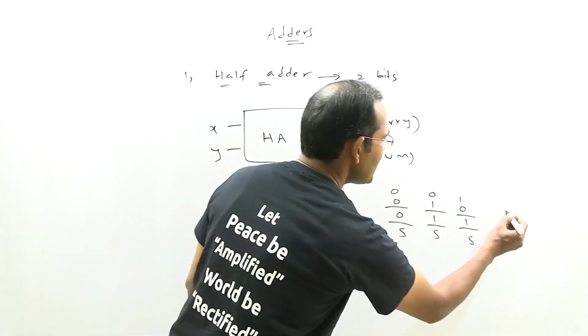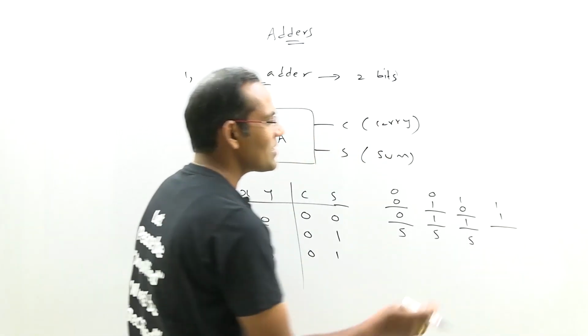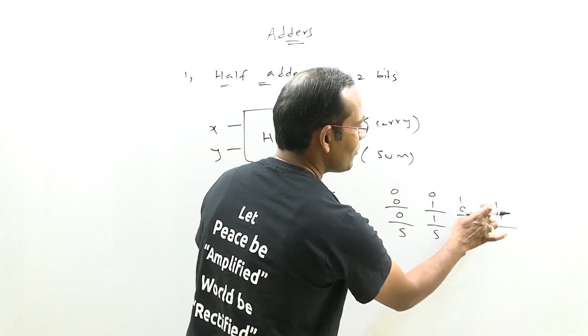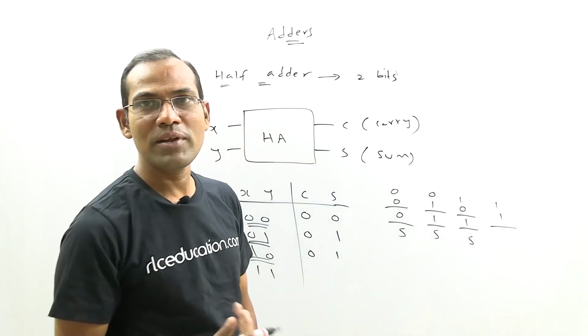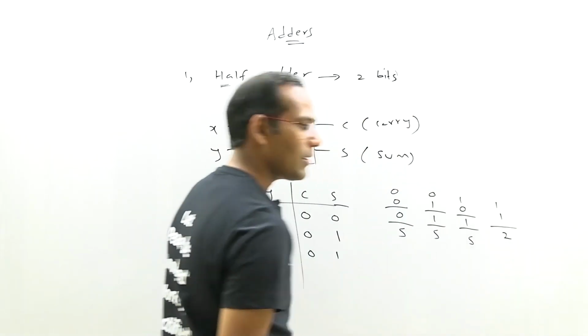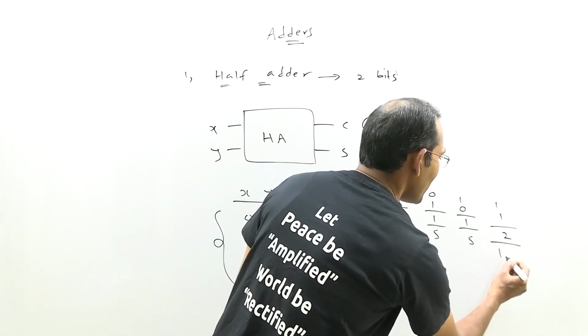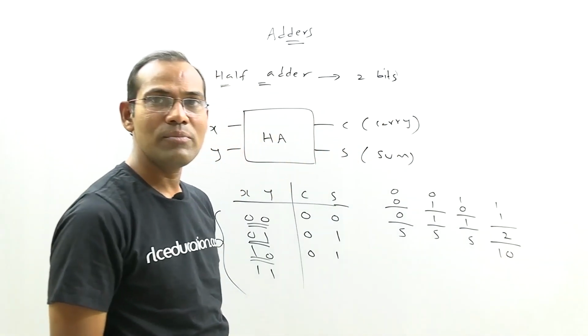The next combination is 1 1. Here first think of them in decimal format. 1 plus 1 is 2 in decimal. Now convert into binary. If you convert 2 into binary, it is 1 0 in binary format.